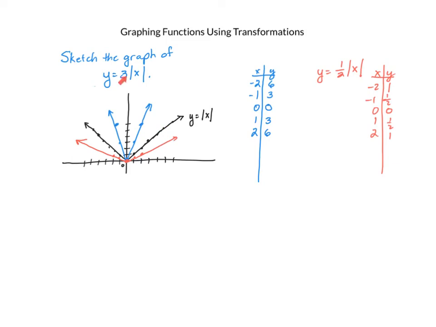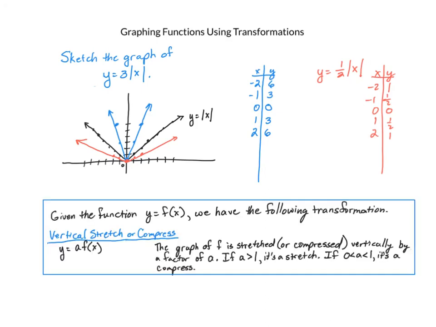So multiplying by 3 stretched it by a magnitude of 3. Multiplying by 1/2 compressed it by 1/2. And let's write that up in general. So given a function y equals f of x, if we multiply the function by a constant, the function is stretched or compressed vertically by a factor of that constant that we multiplied by. If the constant is bigger than 1, it's a stretch. If the number is between 0 and 1, then it's a compress, as you saw in this example.